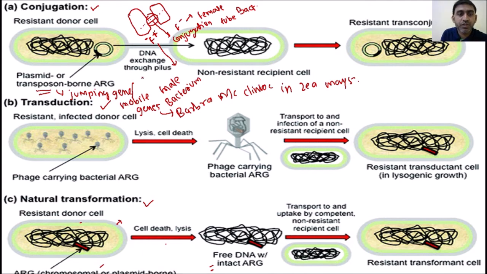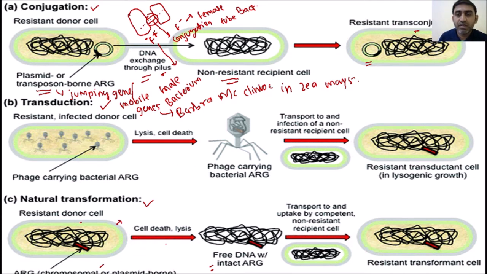So DNA exchange takes place through the pilus. Pilus means pili, which will form here, and the non-resistant recipient cell, and this resistant transconjugant happened. Let's see, this one is taken out. So like that, this is happening, conjugation.